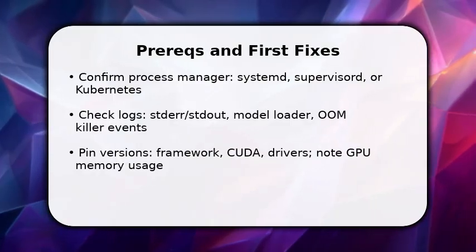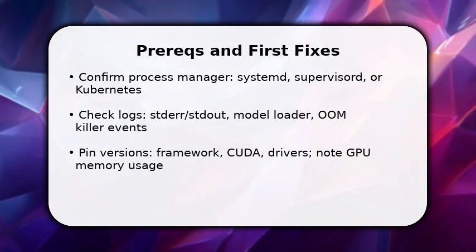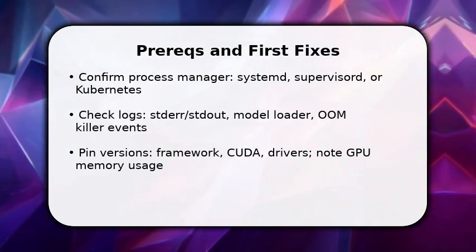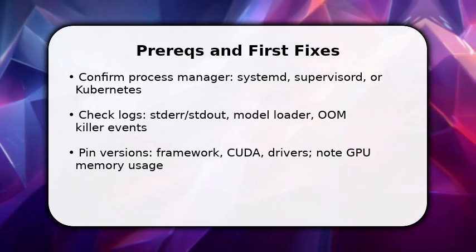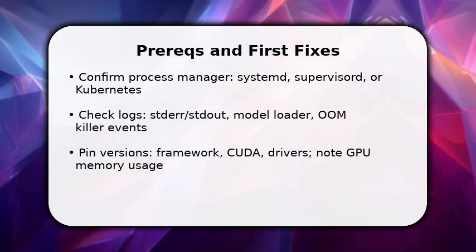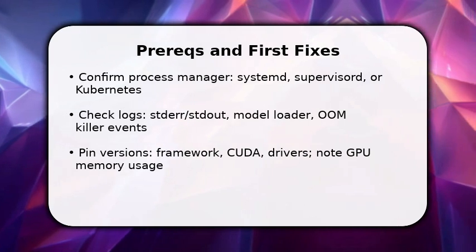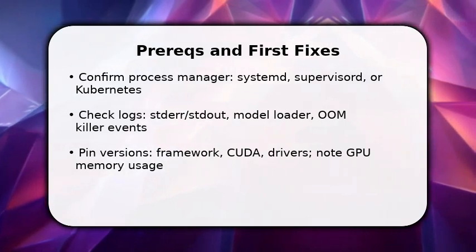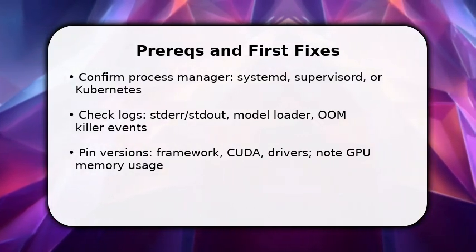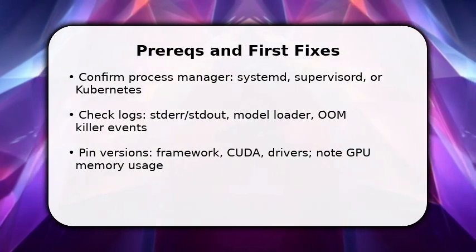You start by verifying essentials so your model won't restart blindly. First, confirm which process manager controls the job, systemd, supervisor, or Kubernetes, because each handles restarts differently. Next, inspect logs for model loader errors, out-of-memory killer messages, or repeated exceptions. This tells you why restarts happen. Also pin framework and CUDA versions and check GPU memory usage to avoid incompatibility crashes. Once done, stop automatic restarts briefly so you can reproduce the failure without loops and collect precise data.